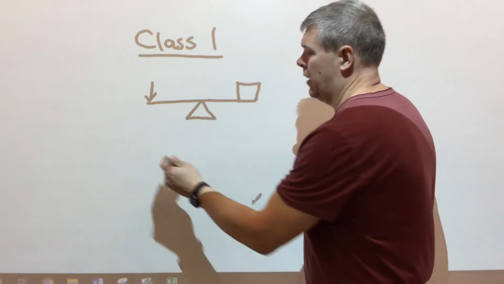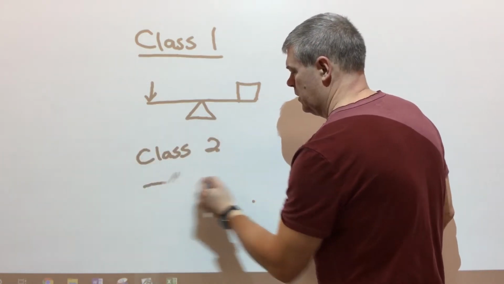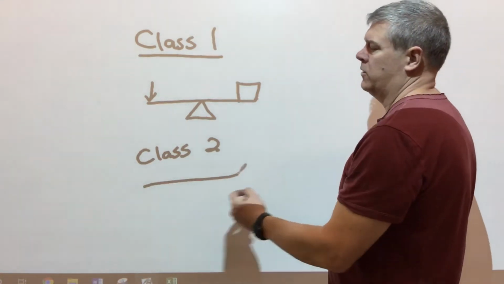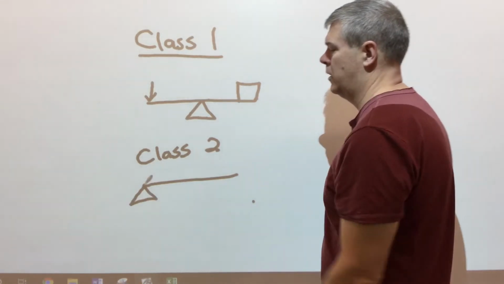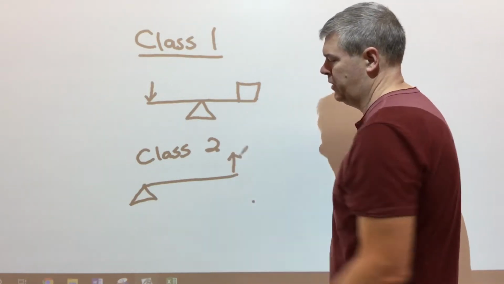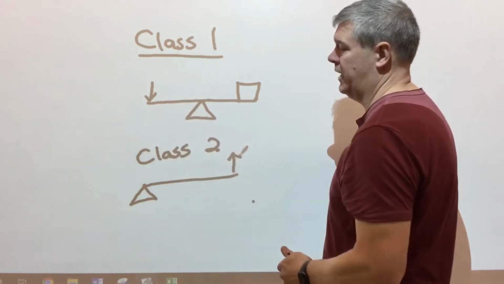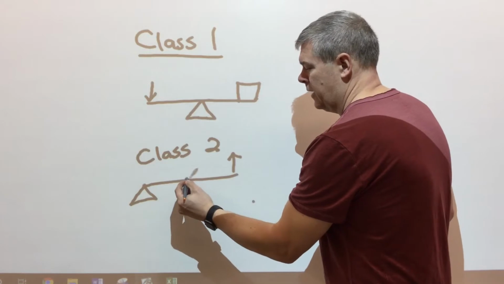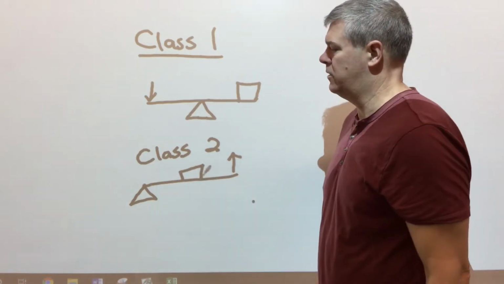Now, class 2 moves these things around a little bit. The fulcrum in a class 2 lever goes to the end. The effort force remains at one end, but in this case you'll notice that you're lifting up as opposed to pushing down, at least in this diagram. And what's in the middle here is the load. So the load sits in the middle.